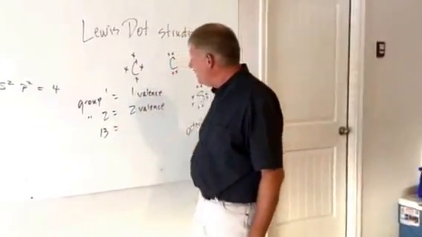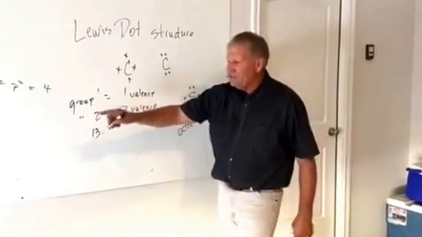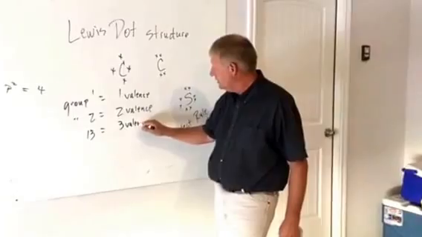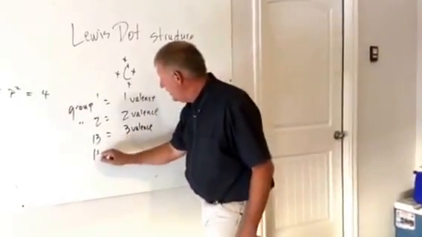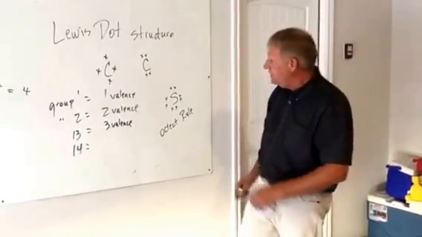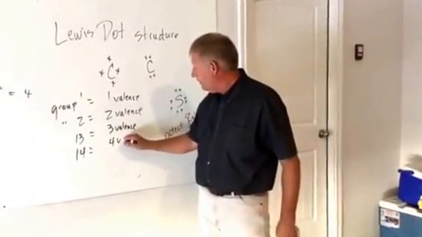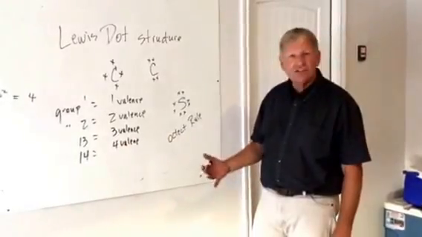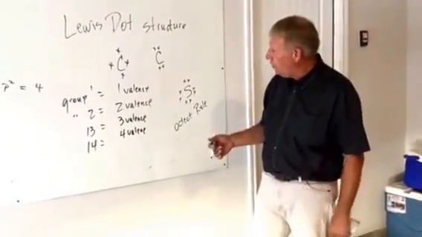Group 13 is kind of cool. It has an S1, an S2, and a P1, so it has 3 valence electrons. Group 14, that's carbon. It has an S1, an S2, and then 2 Ps. It has 4 valence electrons. Look what we got. It's kind of neat. Chemists had this. It turned out really cool.